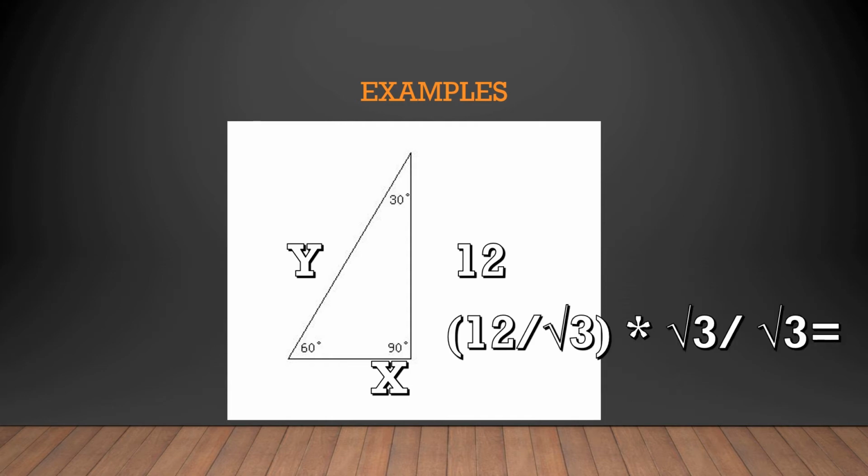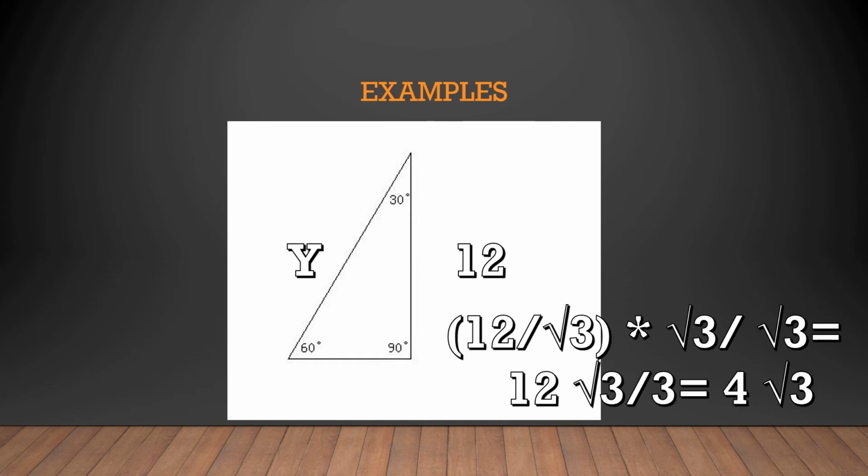So the equation you would get would be the long leg, which is 12, divided by the square root of 3. Since that's a fraction with the radical on the bottom, you can't do that, so you have to multiply it by square root of 3 over square root of 3, which equals 12 square root of 3 divided by 3, which is also equal to 4 square root of 3, which is x. And to get the hypotenuse, it would just be double this short leg, which is 8 square root of 3. So that would be the answer to this triangle.